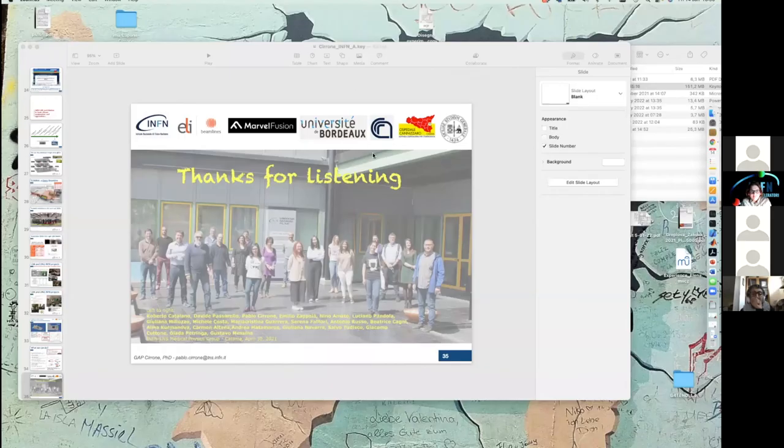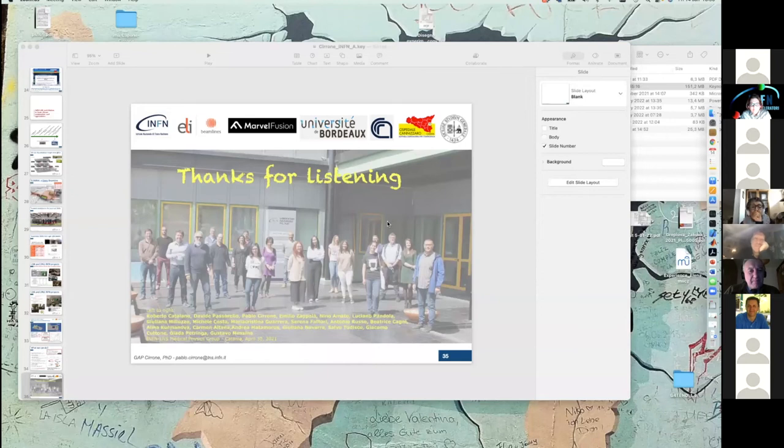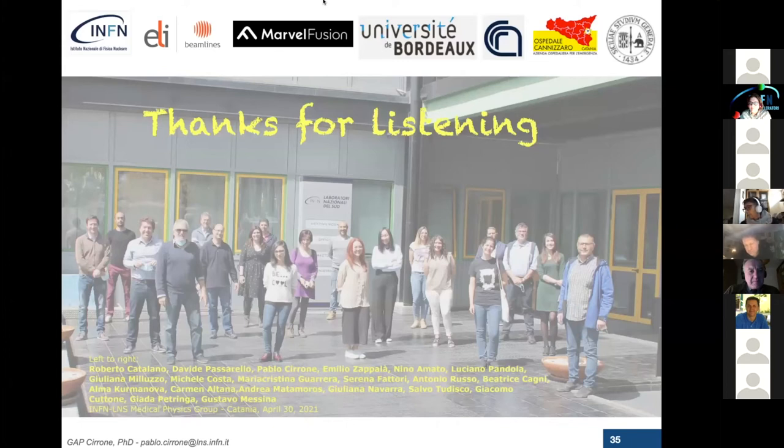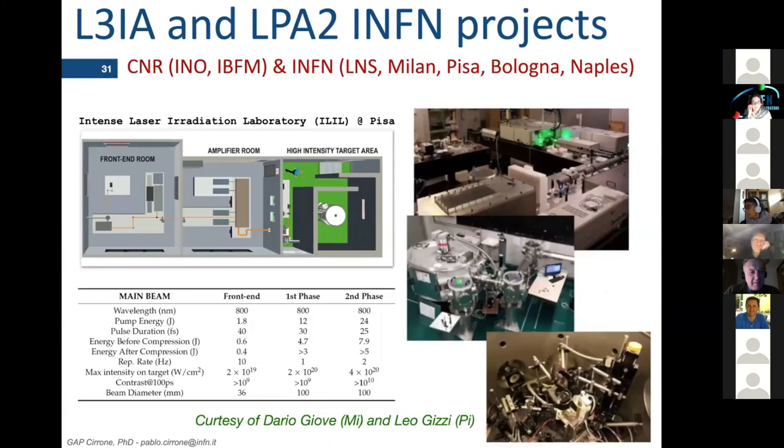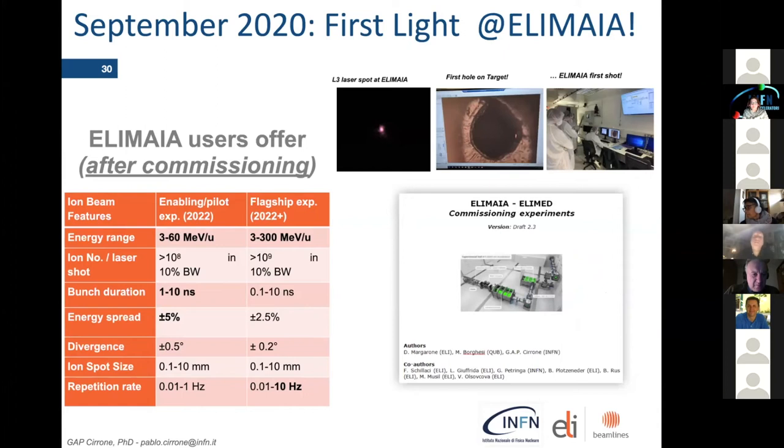Thank you, Pablo, for your nice presentation. I have a question concerning the quality of the proton ion beam that is generated by TNSA. You quoted in one of your slides very good, very small values for the emittance. But you also said that the energy spectrum is very broadband, and the divergence of the beam is very large, let's say compared to a typical cyclotron-based or linac-based proton beam.